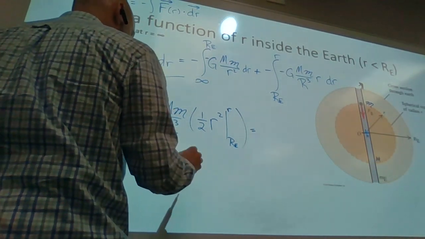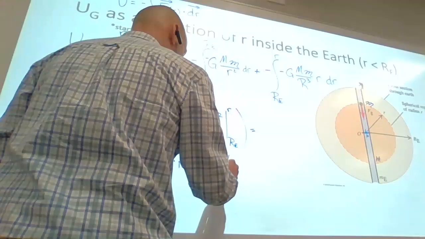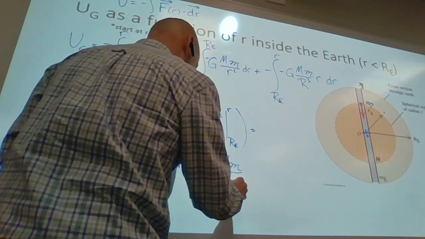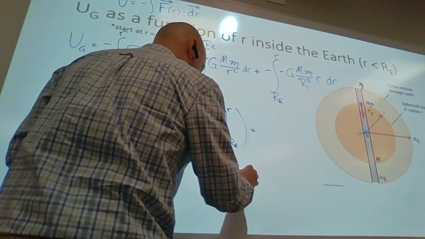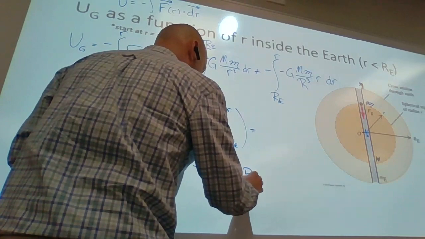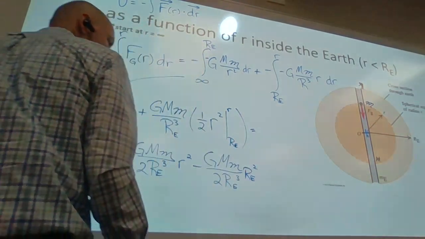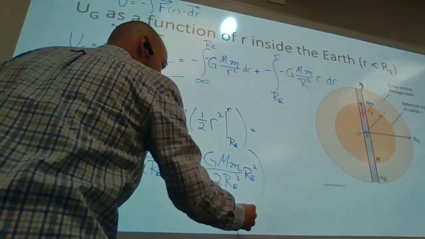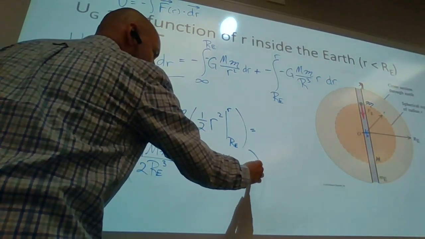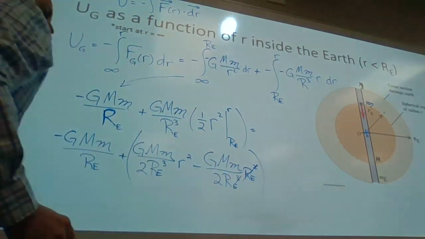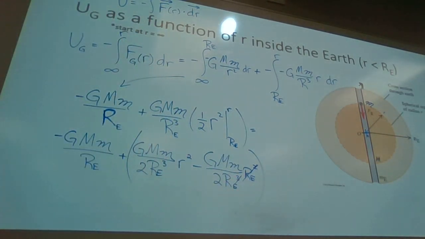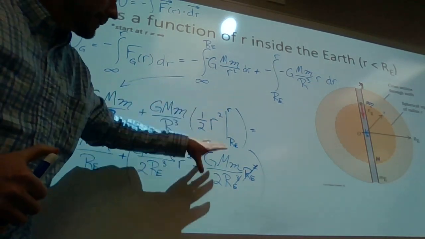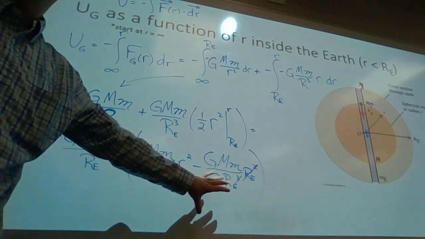Minus GM M over 2. Nope. Squared. Okay, so I did final minus initial.